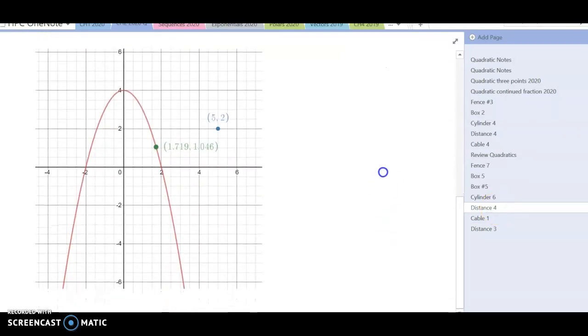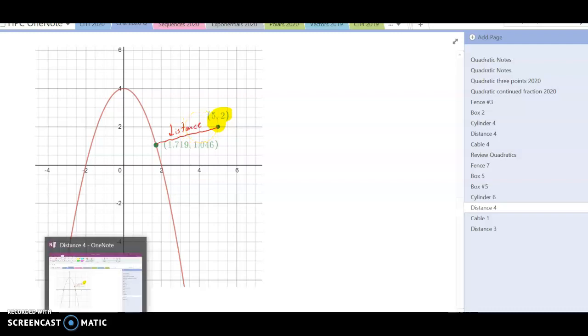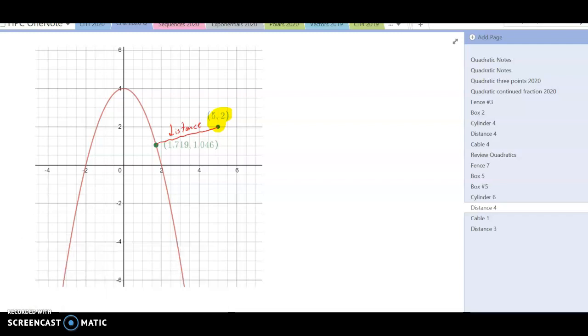So here's the visual of this. We wanted to find the minimum distance from (5, 2) to the parabola, and that was our answer. So this would be the minimum distance here. That red line is the distance, which is around 3.417. I'm hoping that this helps you understand distance problem number 3.